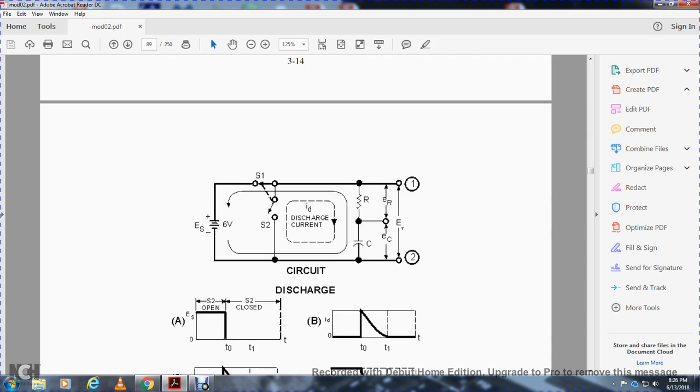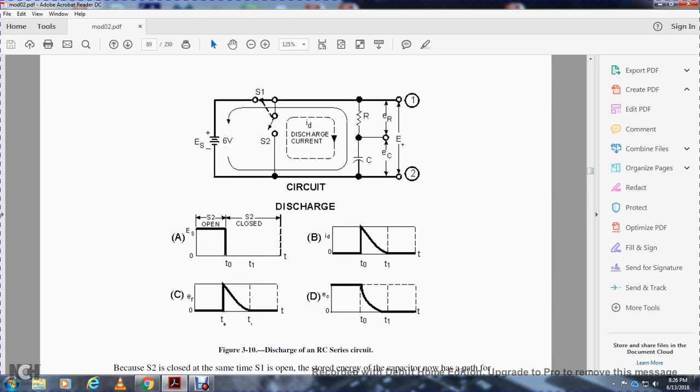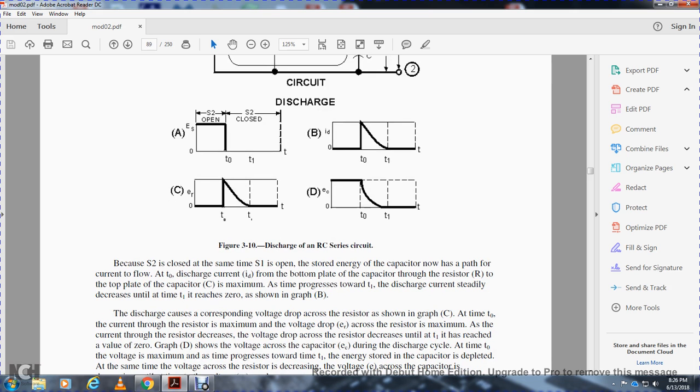So here is your A: open, closed circuit, voltage source, time interval 0, voltage 6 volts, switch 1 open, resistor and capacitor, voltage across the resistor, voltage across the capacitor, total voltage. That would be the discharge in B.